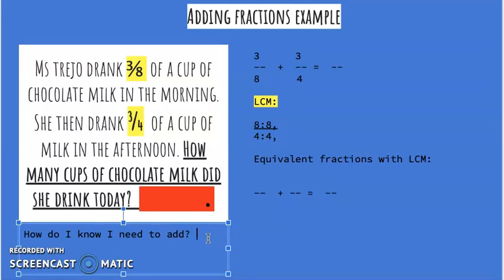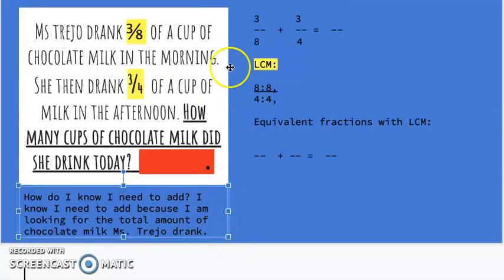Well, I know that I need to add because I'm asked to find a total, because it's asking me how many cups of chocolate milk did she drink today. I don't know that. I only know how many cups she drank in the morning and how many cups she drank in the afternoon. So I have to put these two together to find the total amount of chocolate milk that she drank. So I know I need to add, because I am looking for the total amount of chocolate milk Ms. Trejo drank.